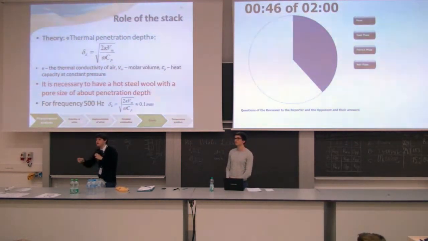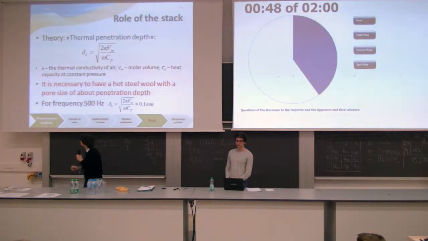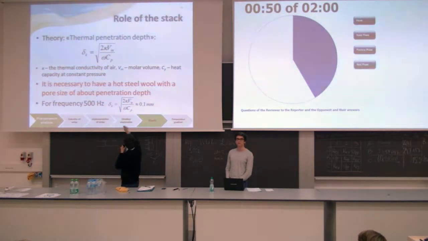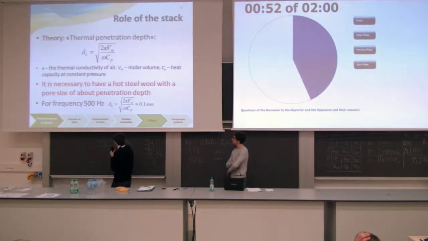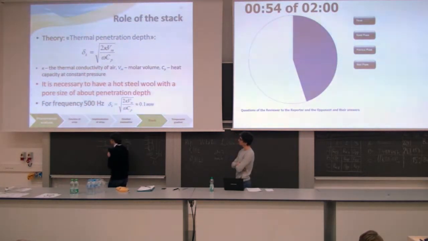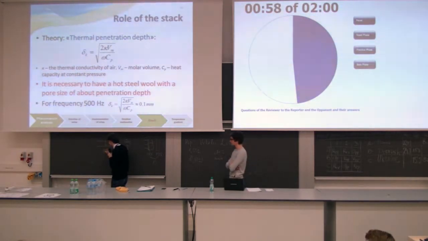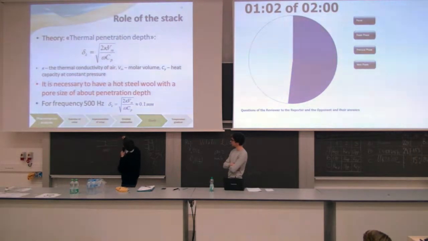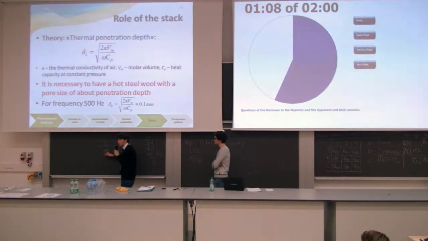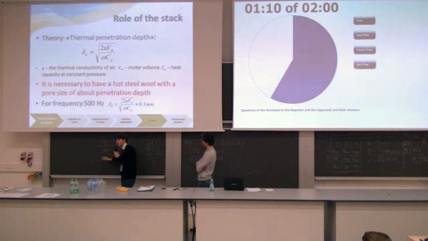Or have I understood it correctly? So this formula gives us the necessary size of pores of our stack. Stack is porous media, and in this media we have both metal wires and air between them. So if the distance between metal wires is comparable with the thermal penetration depth, that means that we can heat and cool our air sufficiently efficiently.